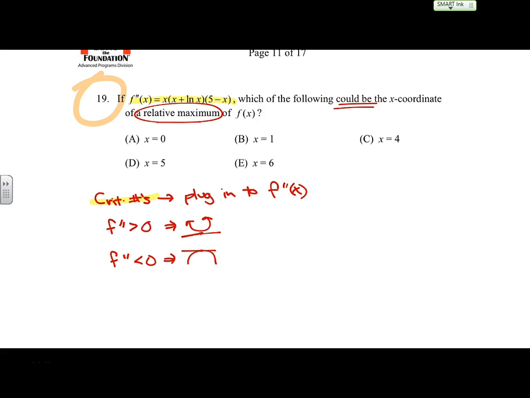They give you a question, you have to work backwards? Kiddos, what's f double prime? Try A. What's f double prime is 0?